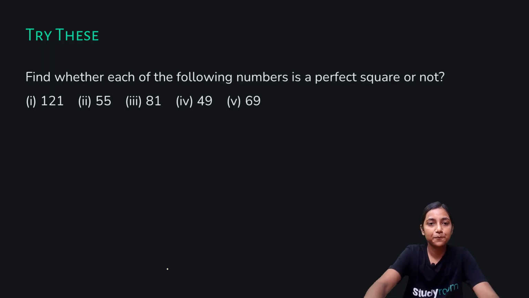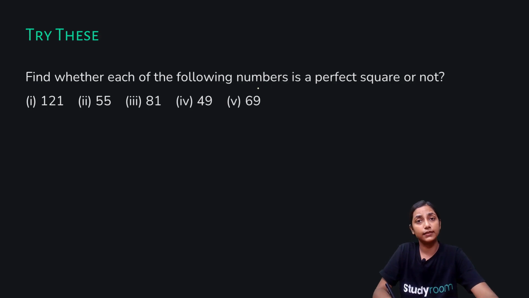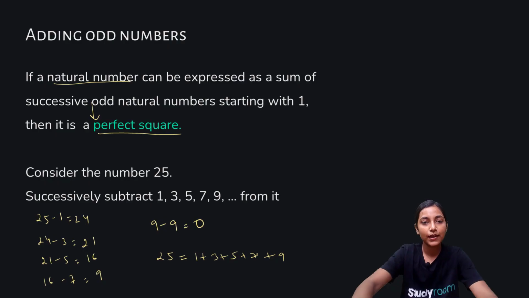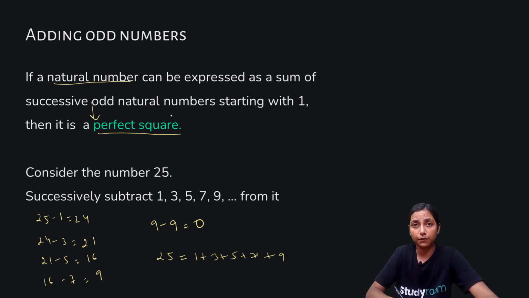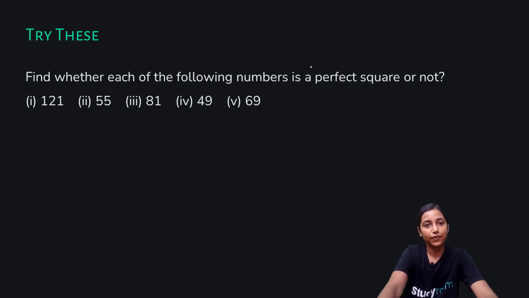What is next? Next, we have to try these questions: find whether each of the following numbers is a perfect square or not. What result are we going to use here? Again, we are going to use the previous one: if any of these numbers can be written as the sum of successive odd natural numbers that starts with 1, then that number will be a perfect square.